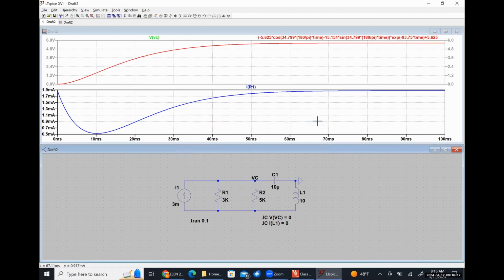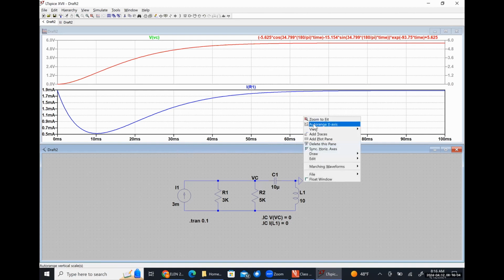And now everything perfectly matches, right? My scale on the left-hand side is exactly equal to the scale on the right-hand side. The red curve completely overlapped the green curve. So our solution for VC of t, absolutely correct.